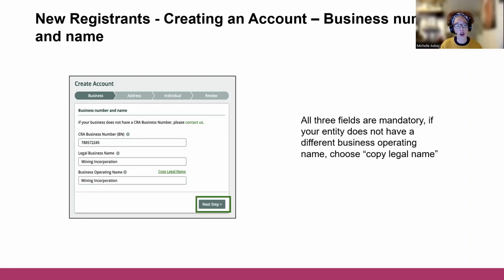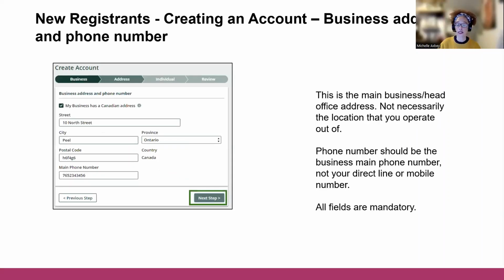So you need your CRA number, your legal business name, and if your company has a business operating name, whatever that is. If you don't have one, you can just choose copy legal name. Next slide. I should also point out that all the fields that we're talking about are mandatory. These are what are required in order to set up an account with RPRA.